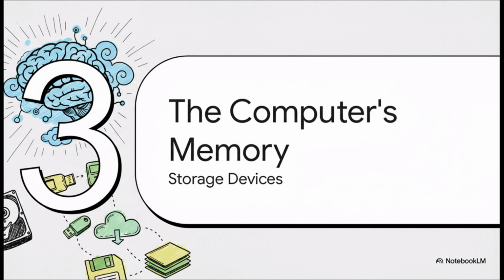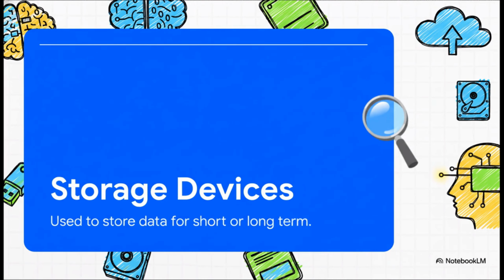That's where the computer's memory comes into play. This third category, storage devices, basically acts as the computer's brain. It's responsible for remembering all our information. Whether it's just for a few seconds or for years and years, this is where our data lives.